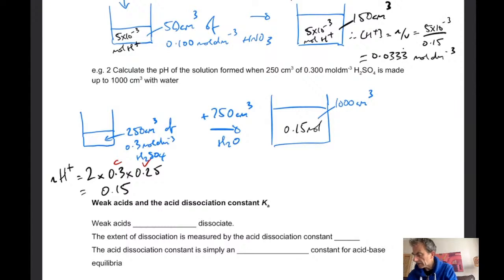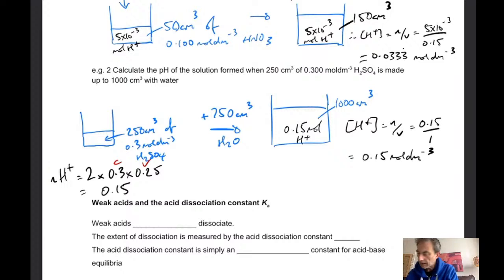And the nice thing about this question is it's in 1000 cm cubed, so that is actually the concentration. So the H plus concentration, moles over volume, so it's 0.15 divided by 1, it's 1 decimeter cubed, so it's 0.15 moles per decimeter cubed, and therefore the pH is minus log 0.15, which is 0.82.